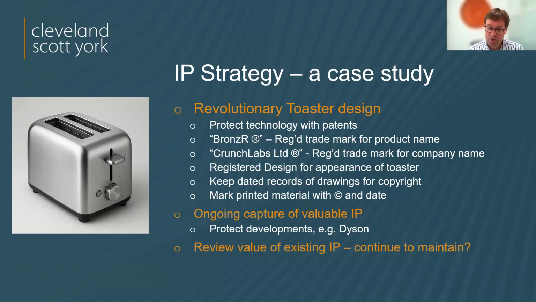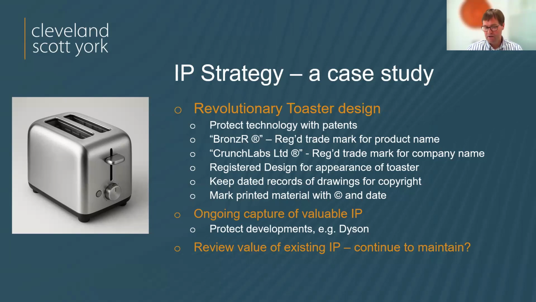In terms of copyright, obviously things like the manual and the packaging around the product all have two-dimensional aesthetic value. The images on the box, the writing in the manual, all those things would qualify for copyright, and that automatically comes into place. But it's worth keeping records of when that was created, and also labeling those with a little C to make sure those rights are enforced.